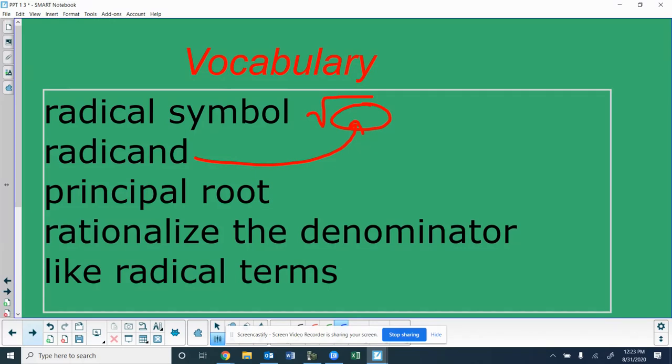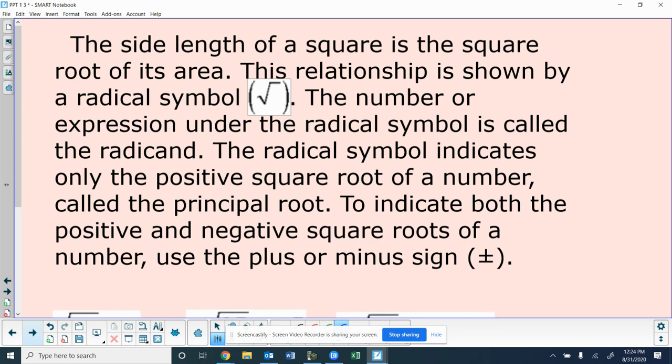So, some vocab we're going to be doing. Radical symbol, radicand, principal root, rationalized denominator, like radical terms. So, you know what like terms are, right? Can you add 3x plus 4y? No. They got to be 3x plus 4x or 4y plus 3y. Got to be the same. Same thing with radicals. So this is a radical symbol, and the number under that radical symbol is called a radicand.